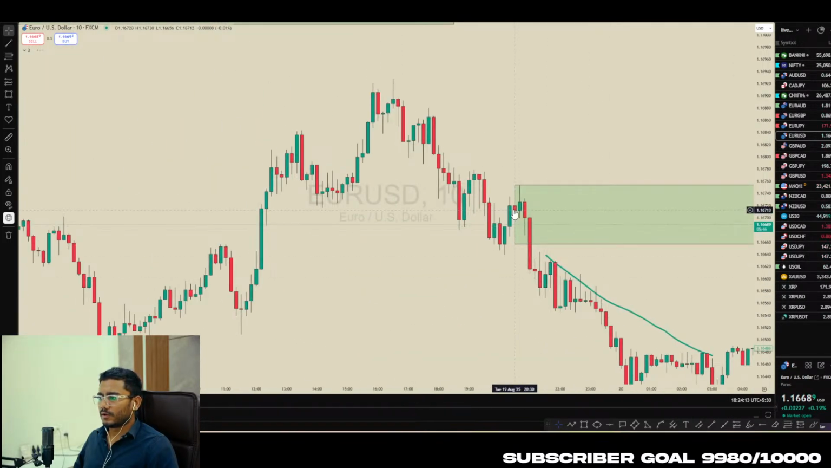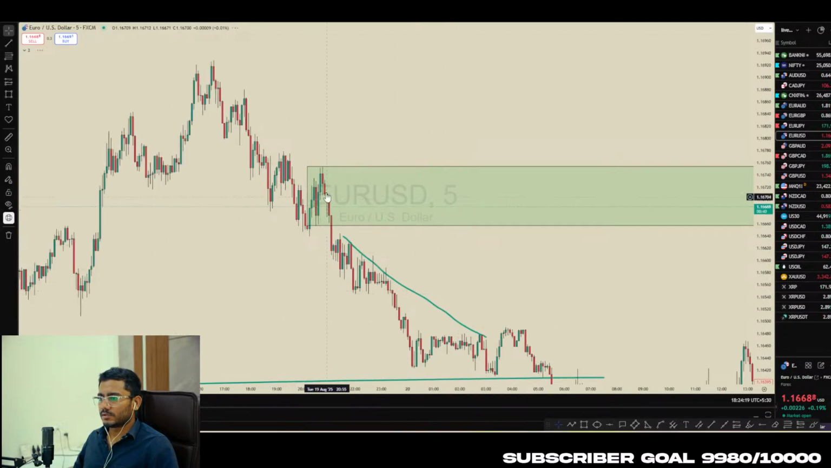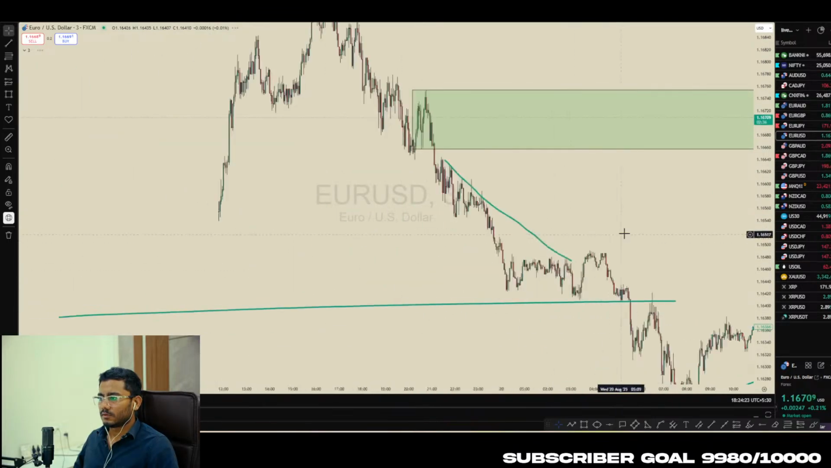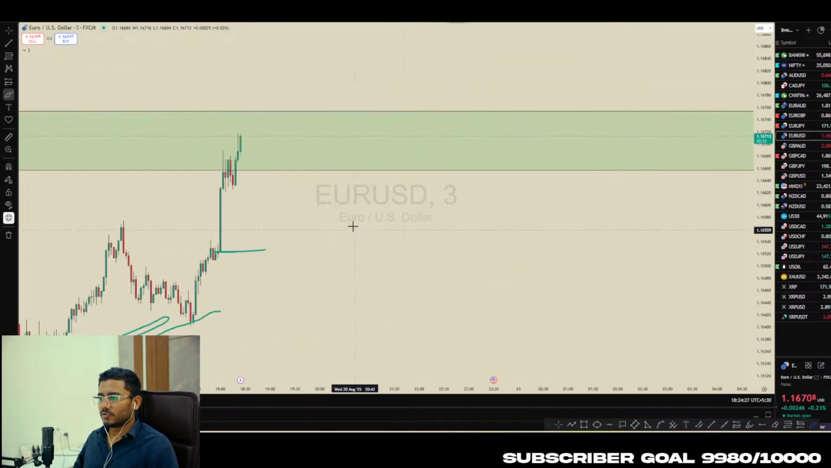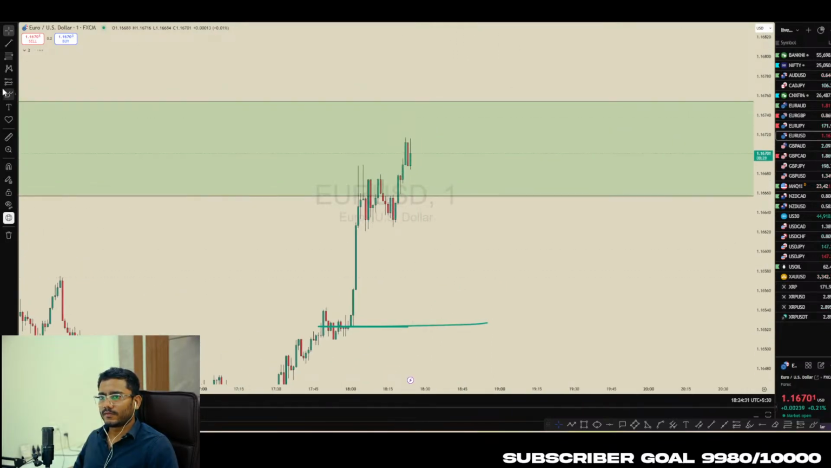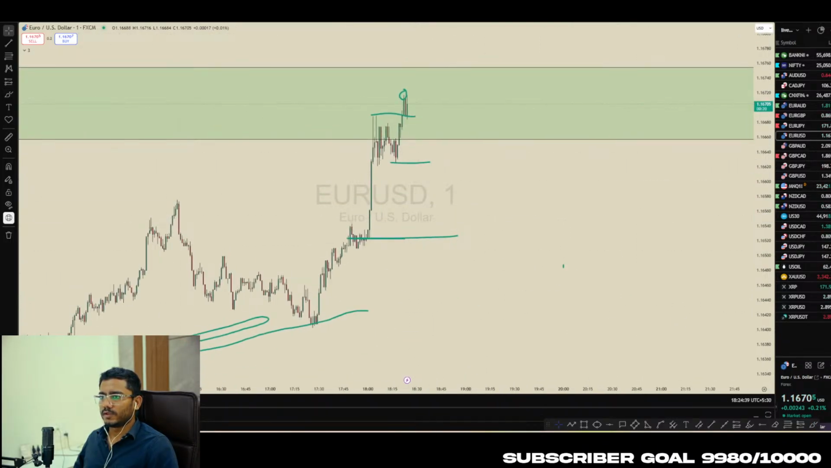So if you look at this, this is the refined order block on Euro USD last candle. Let's see. So price is slowly starting to create structure. If you look at 1 minute, price has created this low, new high. Let's wait for price to break this pure structure.